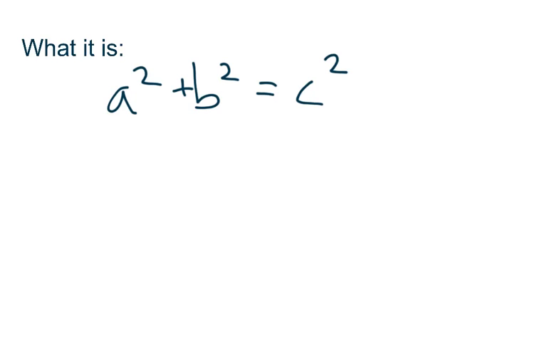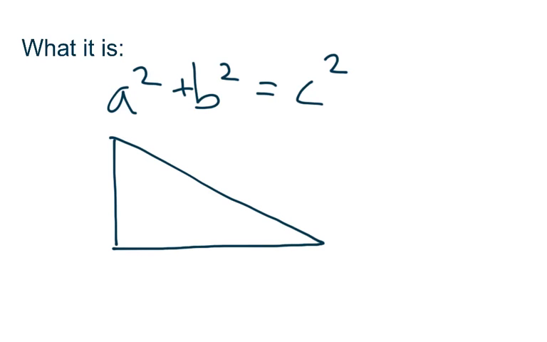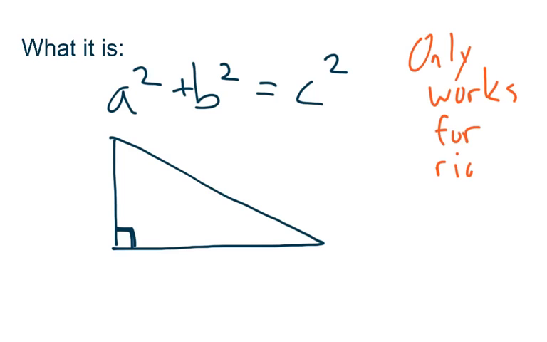Now, what this means, this all corresponds to right triangles. So again, it only works for right triangles, which means they have a 90-degree angle. And so you have to look for this. If it doesn't have a right angle, then this thing will not work.